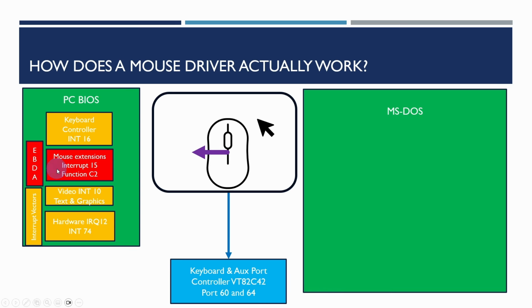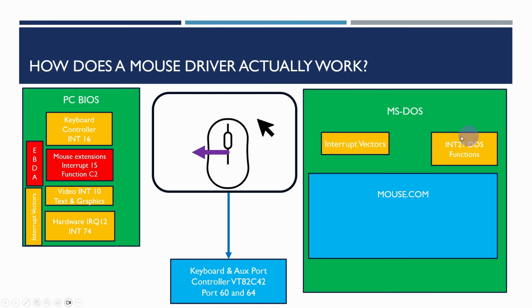74. Then there are some mouse extensions using interrupt 15 and a special function C2, a sort of BIOS extension, and there's the extended BIOS data area, which is used by the mouse for supporting it. Then there are interrupt vectors in MS-DOS, and the interrupt 21 DOS functions.